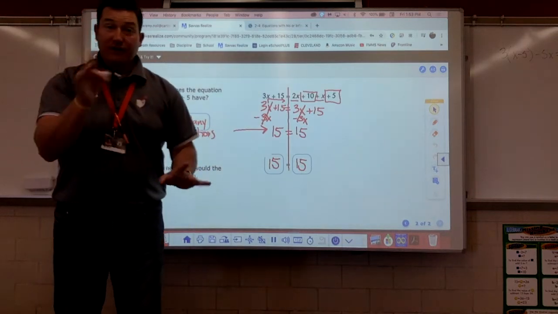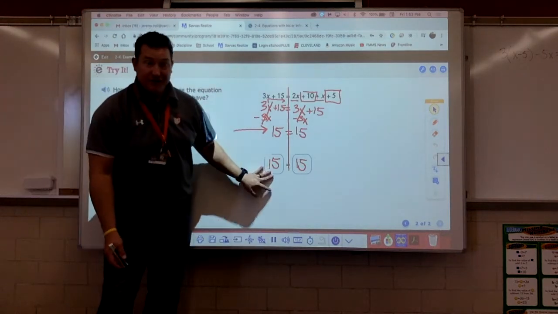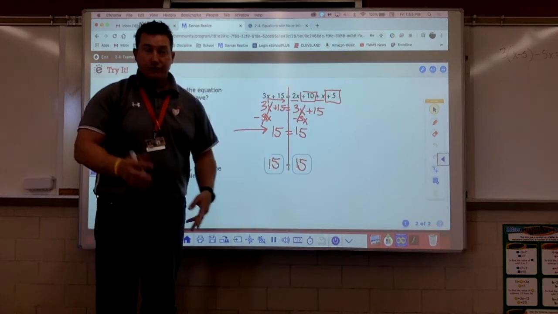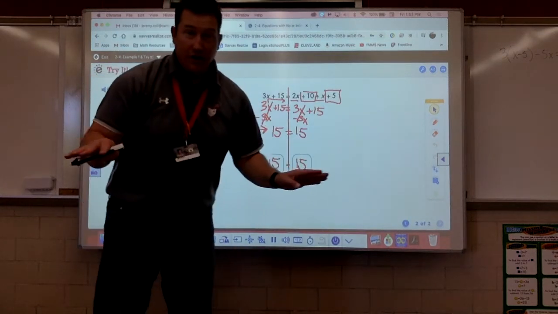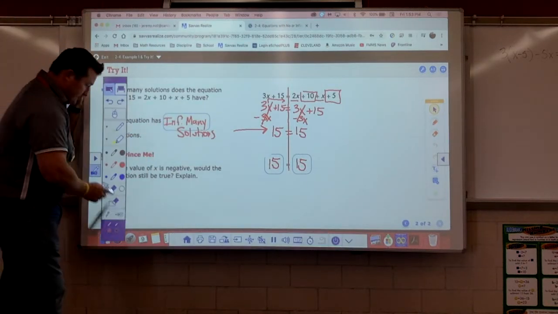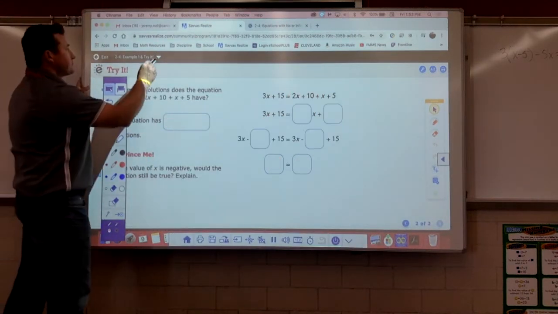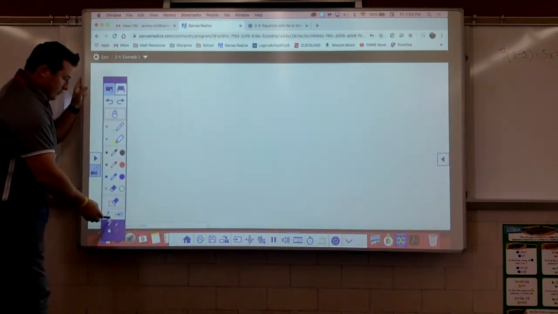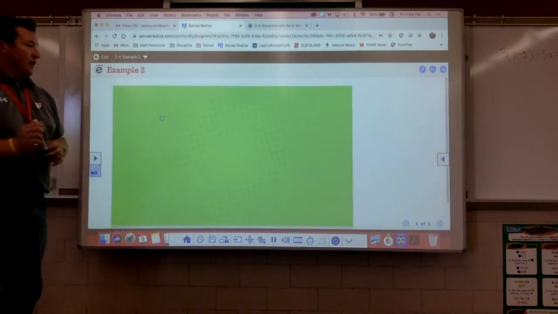If we got two different numbers, like let's say this was 15 and this was 5, do those two numbers equal each other? No, they don't, and that's our other scenario. Hopefully, we'll see that here in just a quick bit, okay? All right, example 1 in the books. Moving on, example 2. Here we go.